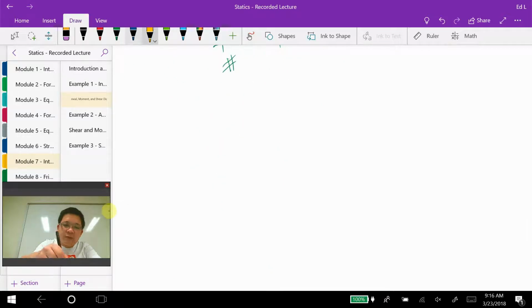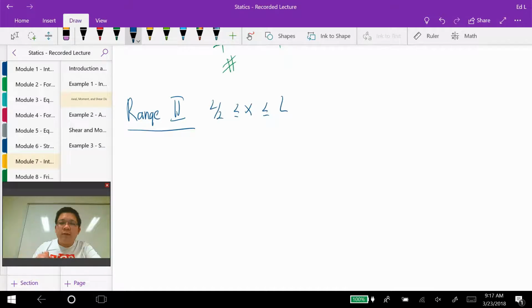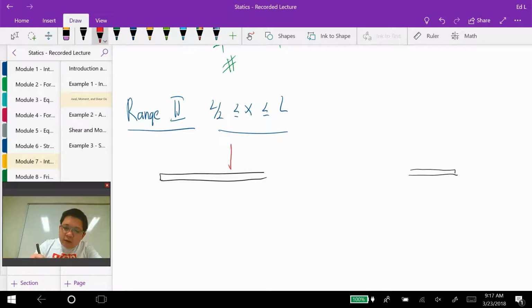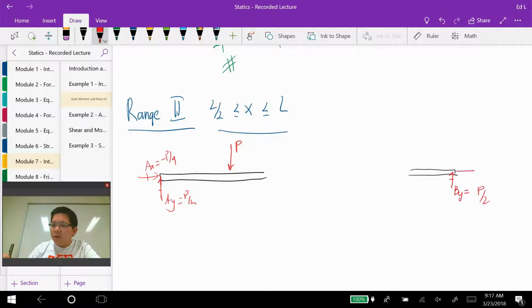Okay, so I'm going to sketch. For the second range, we have x defined from L over 2 to L. This is the left hand free body diagram, and this is the right hand free body diagram. Don't forget we have the force P on the left hand free body diagram. We have AY, AX, which is minus P over 4, and P over 2. And then we have BY, which is P over 2, and we have this P over 4 right here.